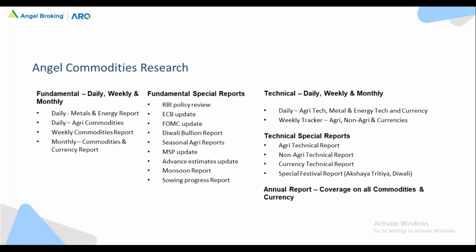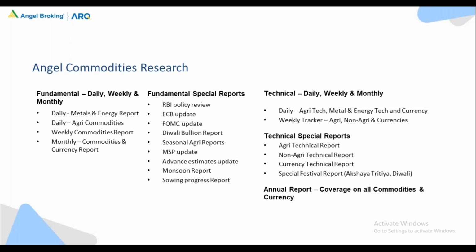These are some of the Angel reports that one can have access to, and depending on the event we release specific reports. Otherwise, the normal periodic reports we release include the daily report, which has a conclusive coverage of major commodities, non-agri as well as agri. We have weekly as well as monthly reports which give investors a perspective on how the commodity is going to be traded in the longer term.